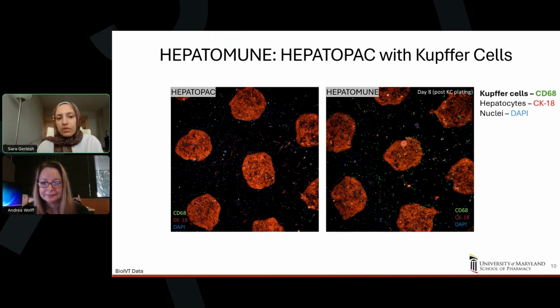Next is HEPATOMUNE, and HEPATOMUNE is pretty much similar to HEPATOPAC. However, there's just the addition of Kupffer cells, liver macrophages, which helps to make them more immune competent, or helps them respond to inflammatory stimuli. And here I have two images comparing HEPATOPAC and HEPATOMUNE, where HEPATOMUNE has green fluorescence due to CD68 staining of Kupffer cells. So this helps to test the immune component of drug-induced liver injury, for example.